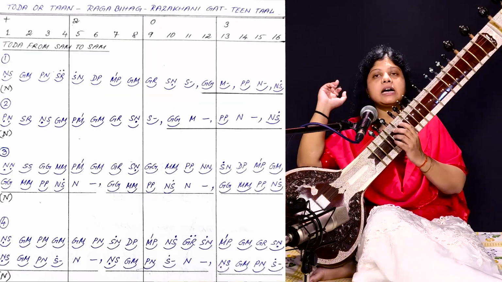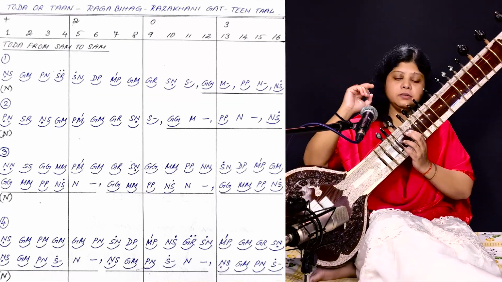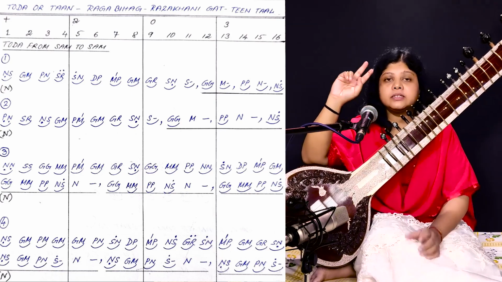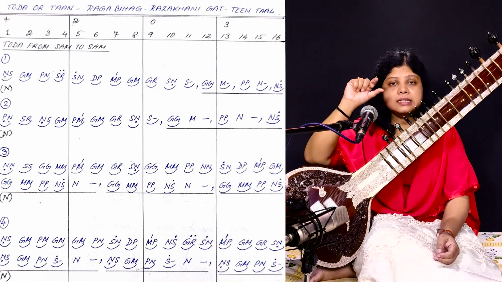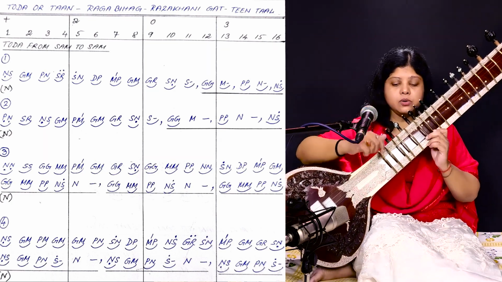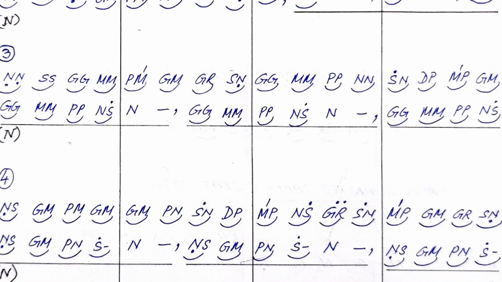Now let me come to the last taan or toda. It is a cycle of 2 avartans, meaning one cycle is the taan and the other cycle of the tal is your tihai. So ni sa ga ma pa ma ga ma. Now ga ma pa ni.